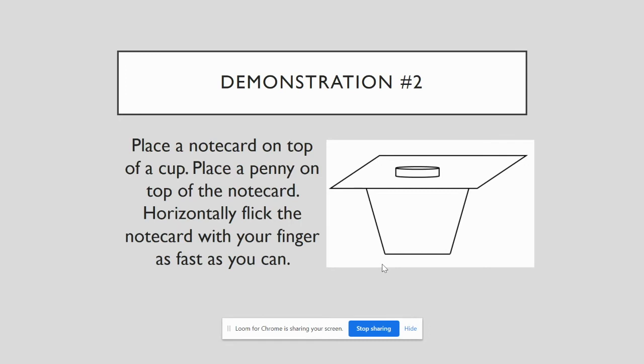All right, so our second demonstration, we're going to place a note card on top of a cup, okay? Then we're going to put a penny on top of the note card, and we're going to flick the note card out of the way with our finger as fast as we can, and we're going to see what happens.